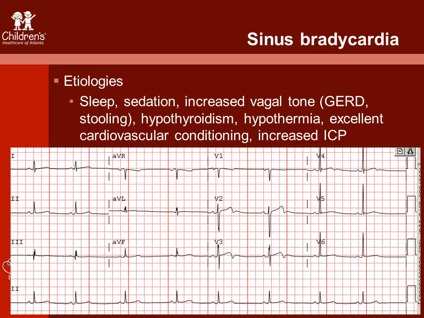Hypothyroidism, hypothermia. If you're in extreme cardiovascular condition, your resting heart rate is going to be quite slow. It's not uncommon for athletes and marathoners to have a heart rate that is in the 30s and low 40s when they're sleeping. In addition, bradycardia is also a sign of increased intracranial pressure, which is actually one of the warning signs. So if you're ever taking care of a child and that's a concern, it's very important to keep an eye on the heart rate.